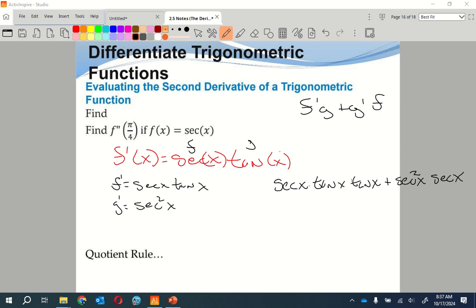We have a bunch of secants and a bunch of tangents, but now I need to know some trig right here. Secant is 1 over cosine, right? Tangent is sine over cosine, right? Okay, so let's rewrite this with what I know. So it's going to turn into 1 over cosine times sine over cosine times sine over cosine plus 1 over cosine squared times 1 over cosine.